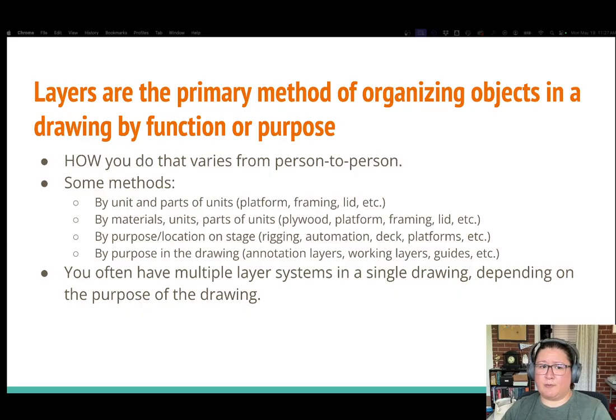You can also use by purpose or location on stage. So for example, if you are looking at a ground plan and you have stuff that's part of the rigging system, then that might be on its own layer or on its own set of layers. Or you could have by purpose in the drawing. So an annotation layer, a working layer, guide layers, a bunch of stuff so that you can turn things on and off as necessary, or also control what they look like as necessary. It very much depends on what you're doing and how you use it.